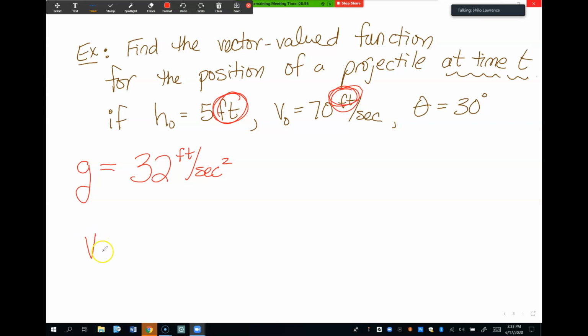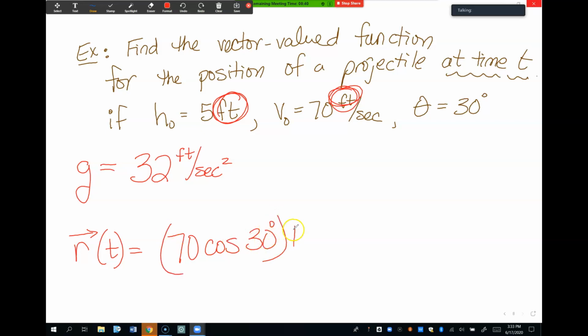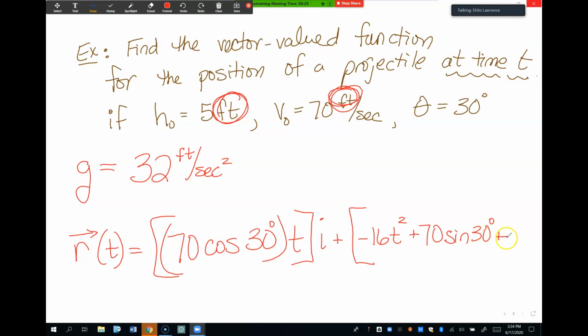So just based on the formula that we came up with on the last slide, this projectile should follow this path. v sub 0 cosine theta times t, that's going to be our i component. And then we've got negative g over 2, that's going to be negative 16 t squared, plus v sub 0 sine theta t, and then plus your initial height. And that's our j component.